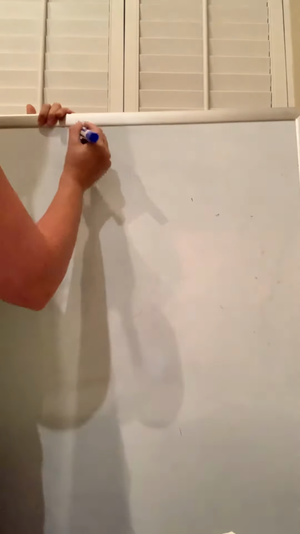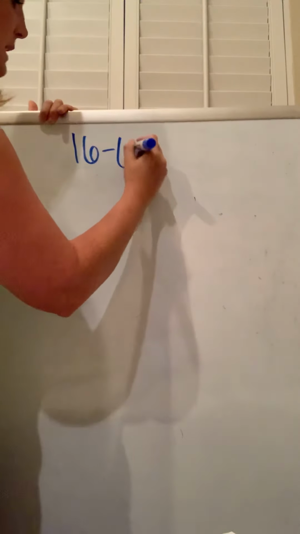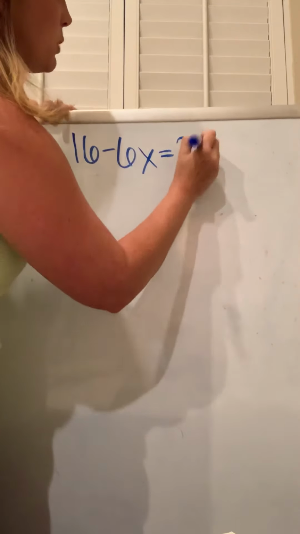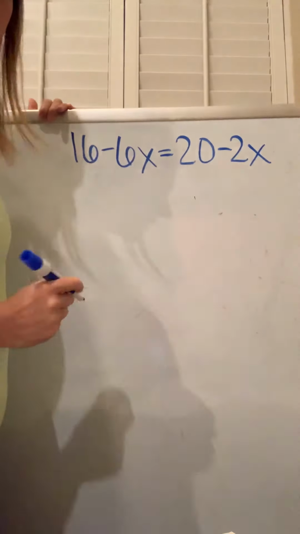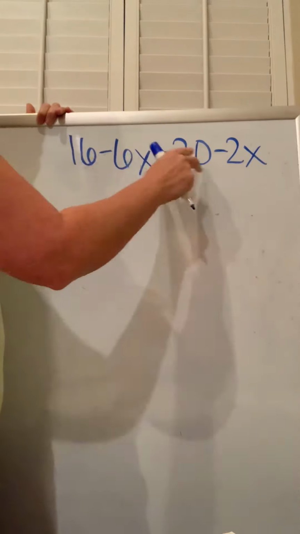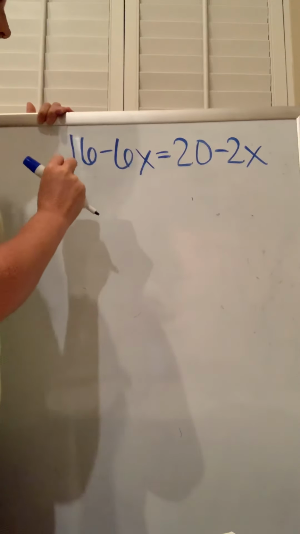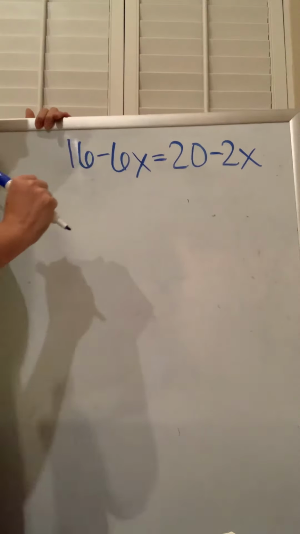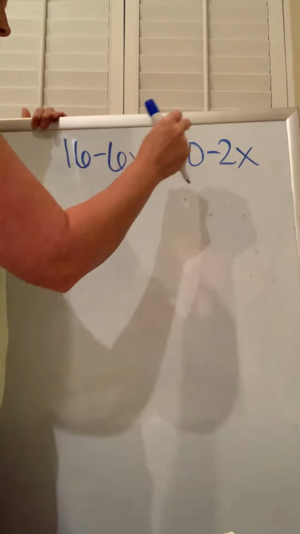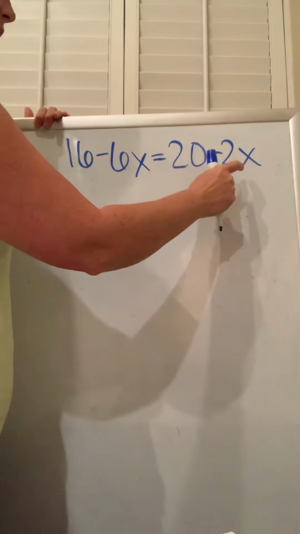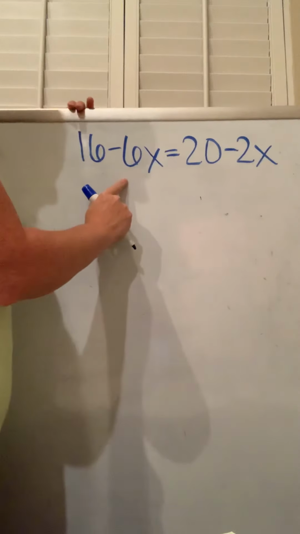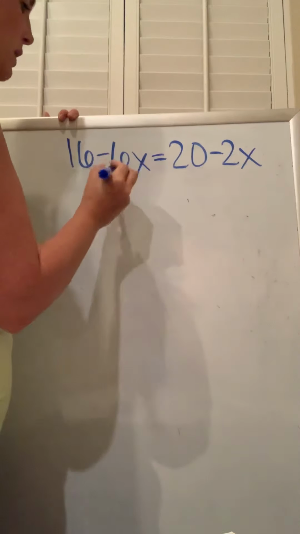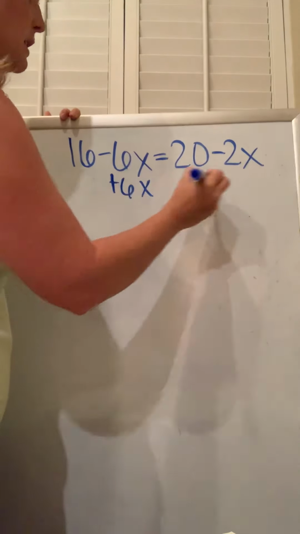Let's say we have 16 minus 6x equals 20 minus 2x. Okay. I want to get to my variables alone. So I've got to get my variables to one side, my numbers to the other side, okay? So I need variables together, numbers together. All right, I'm going to get rid of my lower coefficient. In this case, -6 is my lower coefficient. Remember, the sign in front determines the sign of the number. So I'm going to add 6x to both sides.